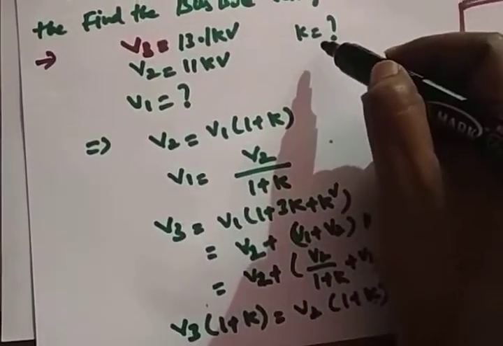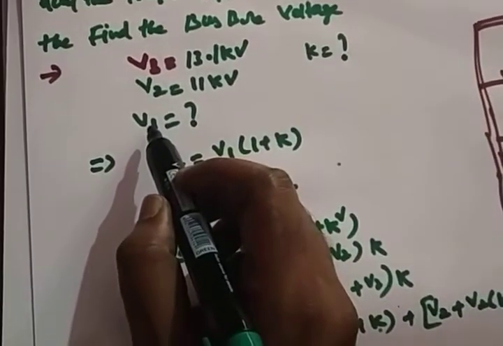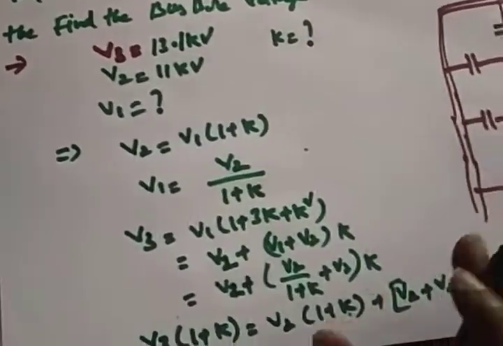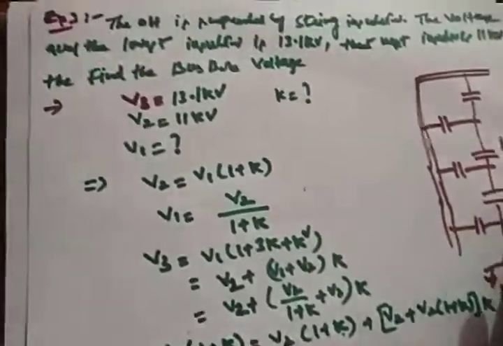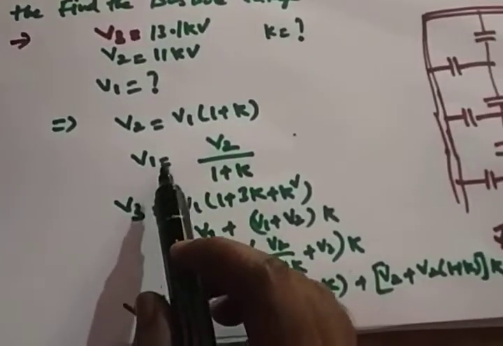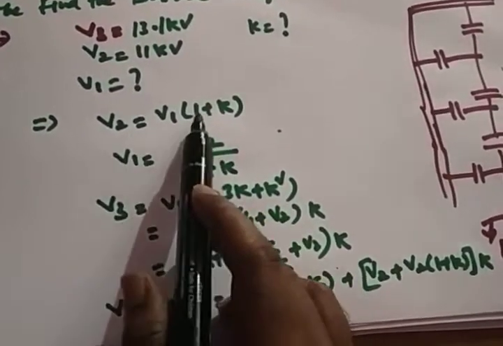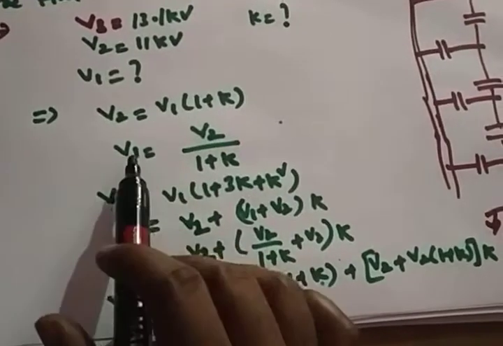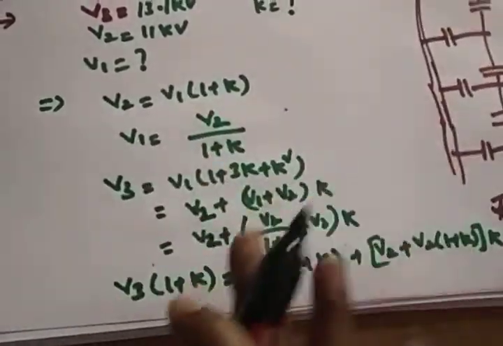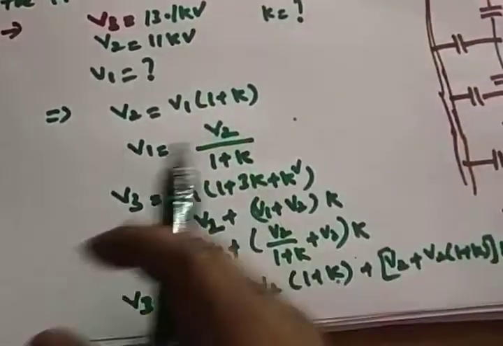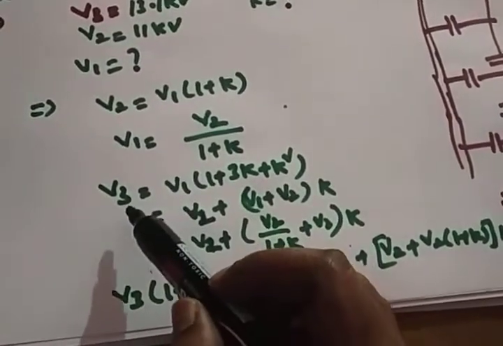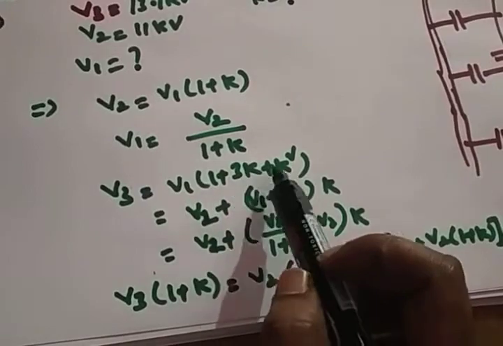You don't know the k value. If you know the k value, then directly substitute V1, you will get the result and directly find out the phase voltage. But what should I do? So what is the value of V1? V2 is equal to V1 into 1 plus k. You know the formula. From that, V1 is equal to V2 by 1 plus k. Because you don't know the V2 value, you don't know the V1 value, you don't know the k value. From that, V3 is equal to V1 plus, you know the formula.